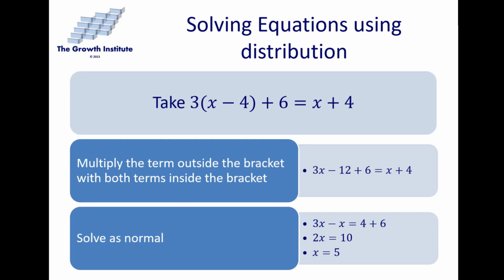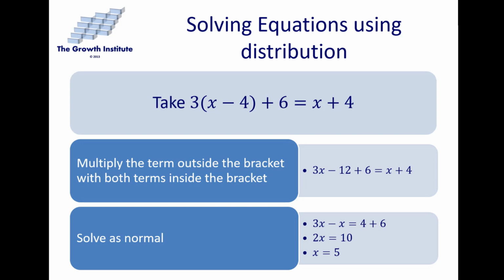Okay. And the trick here is to use something that we call distribution. It means we have a number outside the brackets and we have numbers and an operating sign inside the bracket. So how does this work? We multiply the term outside the bracket, the 3, with both terms inside the bracket. That's how distribution works. So 3 times x is 3x minus, we're not going to change our sign, 3 times 4 is 12, plus 6 equals x plus 4. And then we solve it as normal.